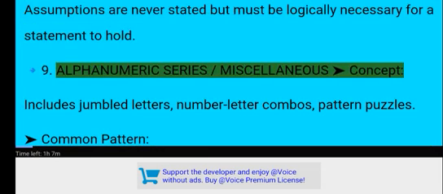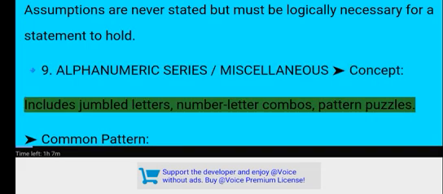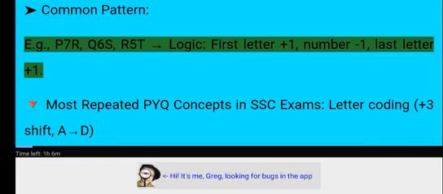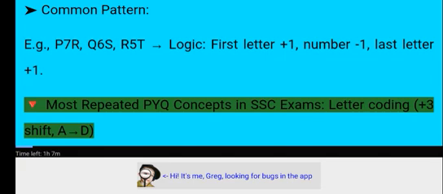Point 9: Alphanumeric series, miscellaneous concept. Includes jumbled letters, number-letter combos, and pattern puzzles. Common pattern, e.g., P7R, Q6S, R5T: first letter plus 1, number minus 1, last letter plus 1.